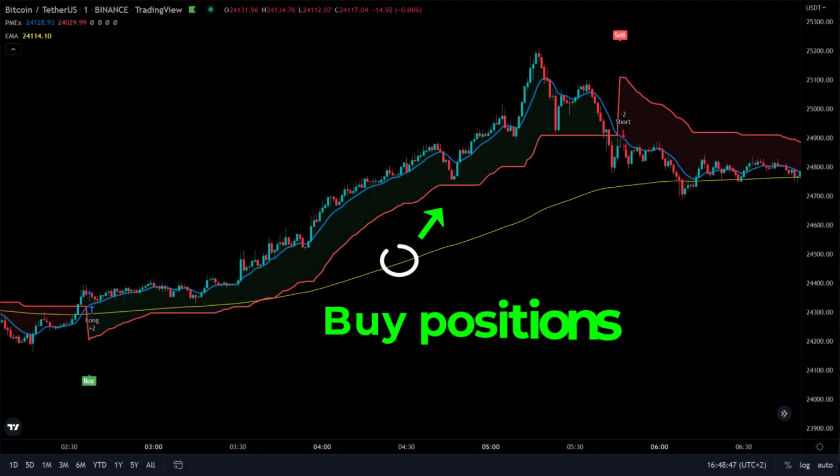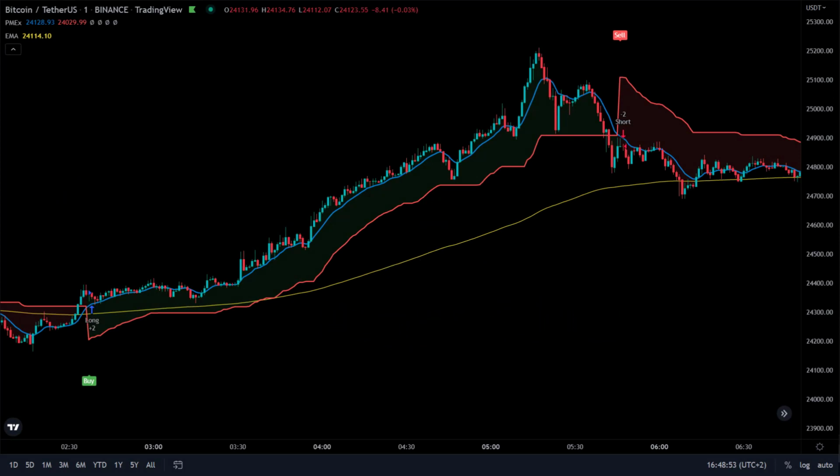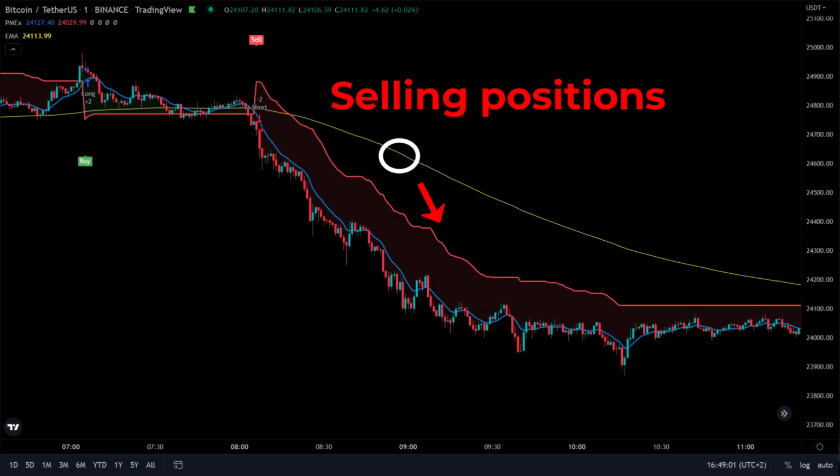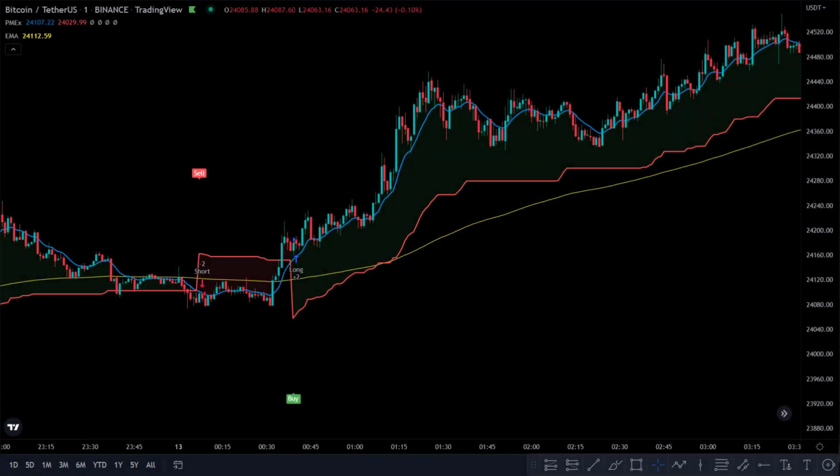The first rule is clear and simple. As long as the price moves above the 200 EMA indicator, we only open buy positions. And as soon as the price moves below the 200 EMA indicator, we only open sell positions. I'll start now by explaining a buying position. You know that before you can open a buy position, the price must initially move above the 200 EMA indicator.